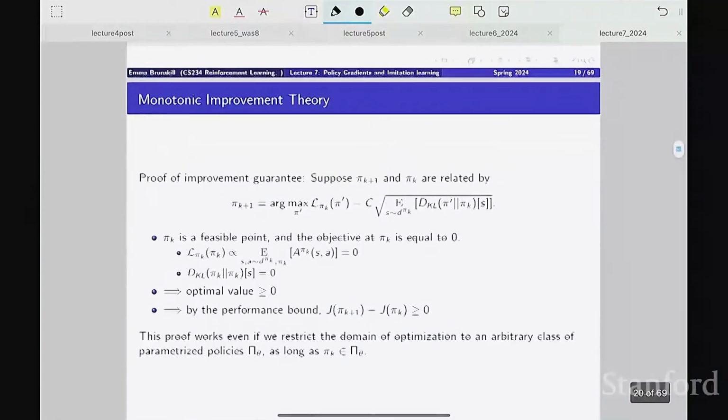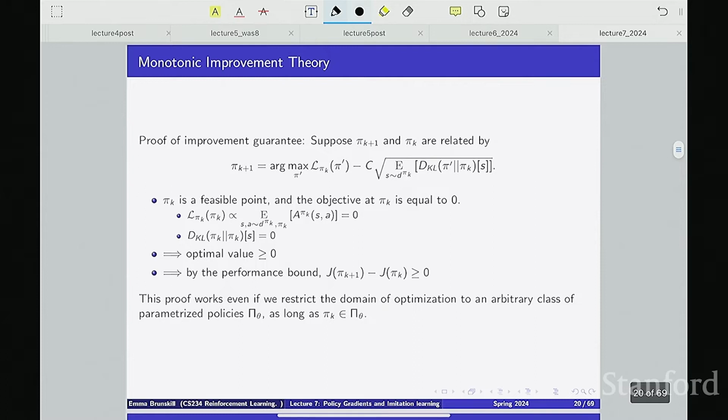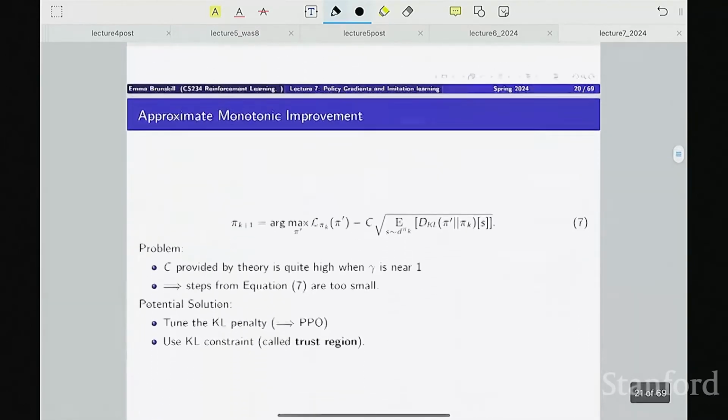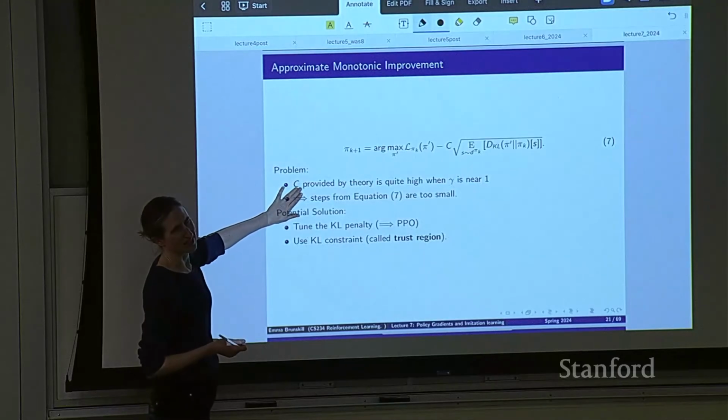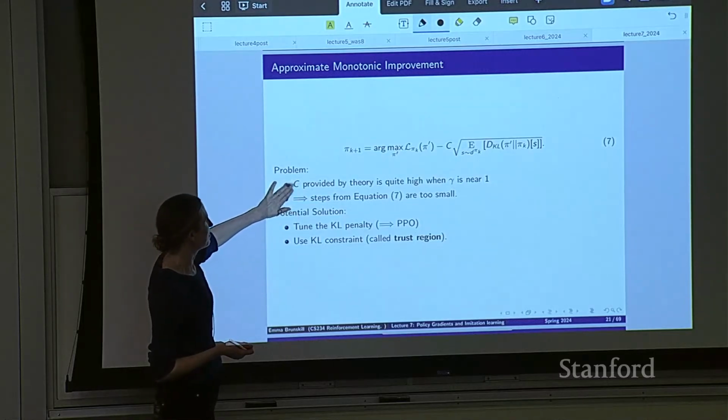Okay, so I wrote this out a little bit more here, and one of the elegant things about this is that we can restrict ourselves to parameterized policies. We can think about any sort of policy class, and as long as our initial policy is in that class, it could be a Gaussian, it could be a deep neural network, and you keep doing argmax over your policy class, you'll get this monotonic improvement. It's really elegant that you could do it in this case. But unfortunately, like many beautiful theory things, it has some limitations. So C is a constant, and we haven't gone through what the constant is in class, but you're welcome to look it up in the paper.